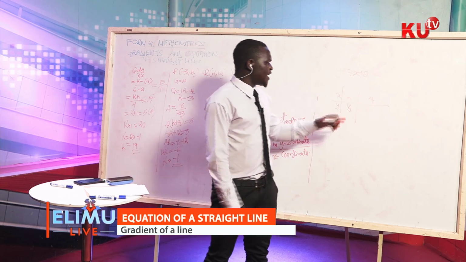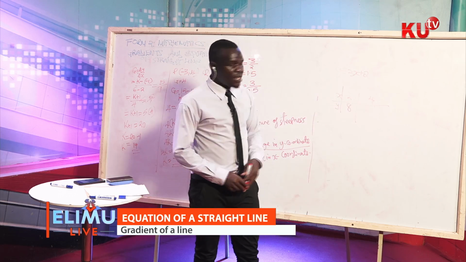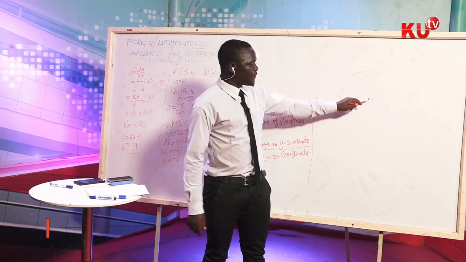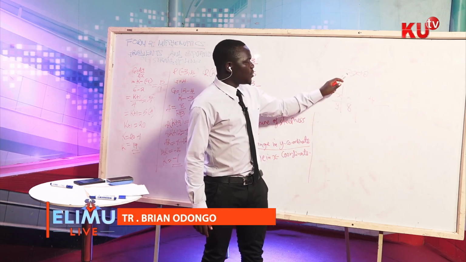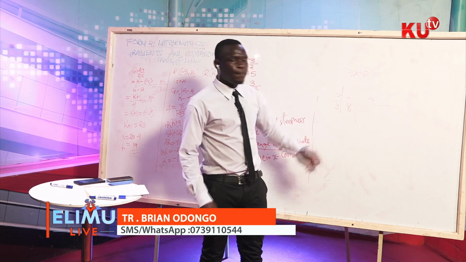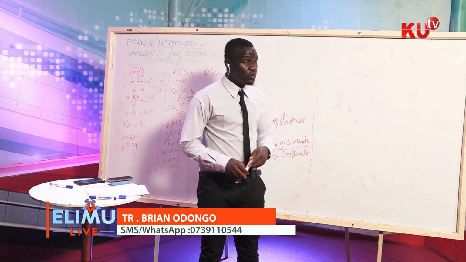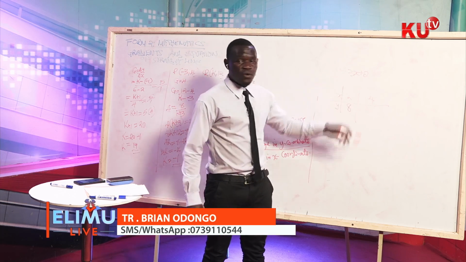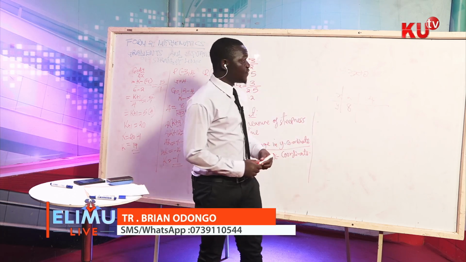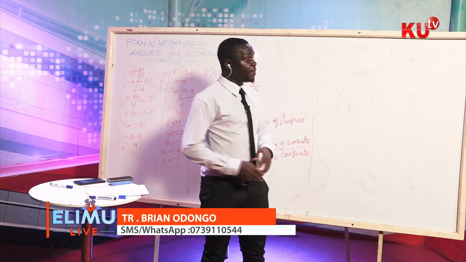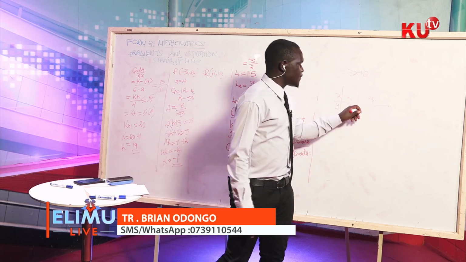What about when x is 4, dear students? You realize that when x is 4, y will be equal to 3 into 4 plus 2. So 3 into 4 becomes 12. Plus 2, that becomes 14.